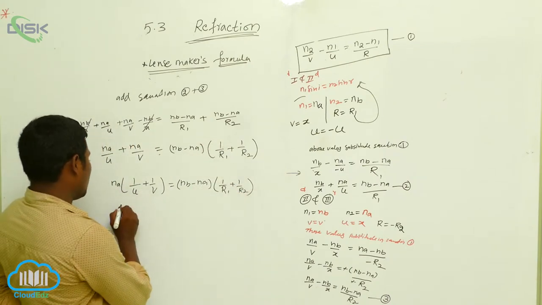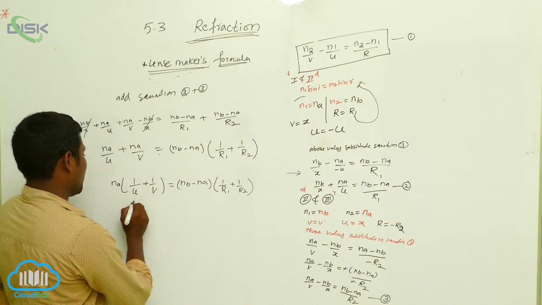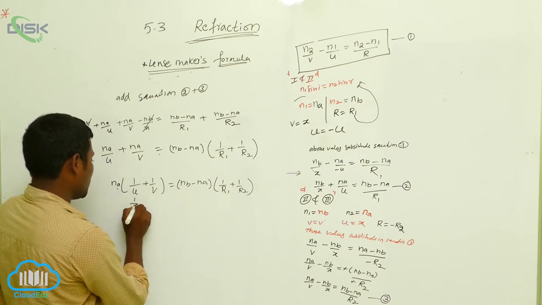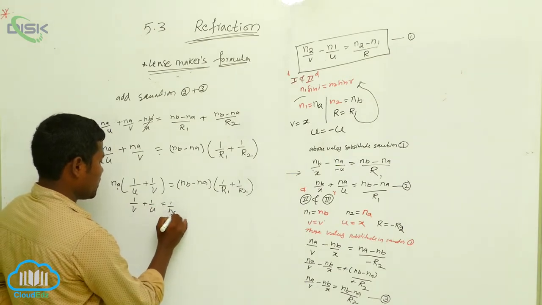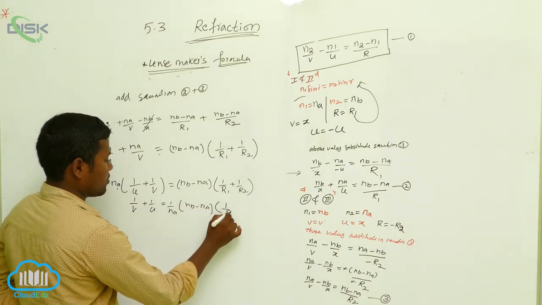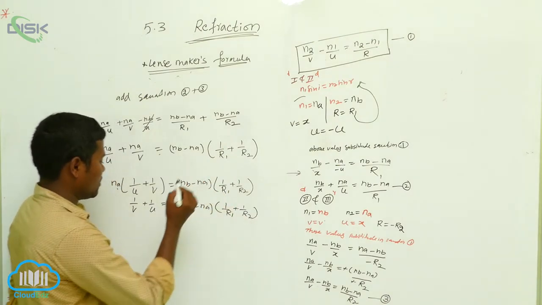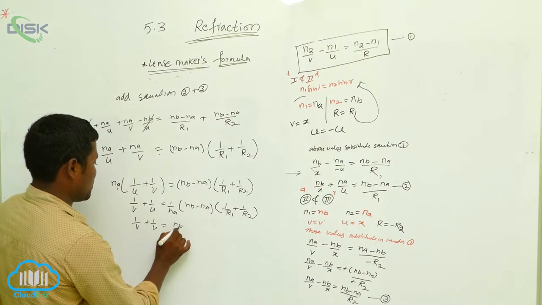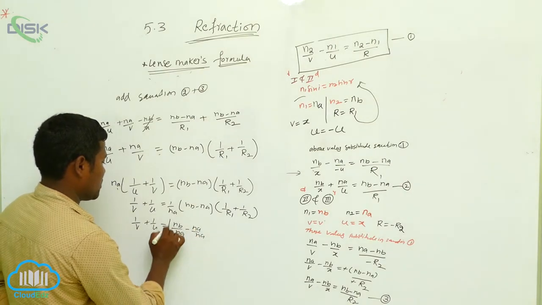Okay. Next. Can I rewrite? First, already we are having 1 by F equal 1 by V plus 1 by U. Same thing I am writing. 1 by V plus 1 by U is equal to 1 by NA into NB minus NA by 1 by R1 plus next 1 by R2. 1 by V plus 1 by U is equal to NB by NA. Next, NA by NA.